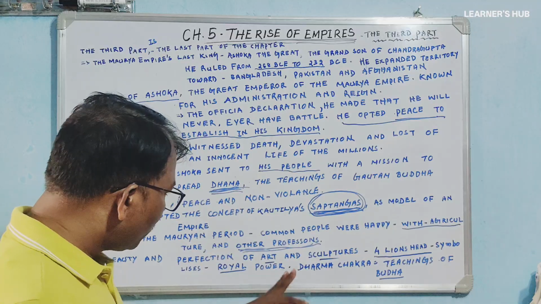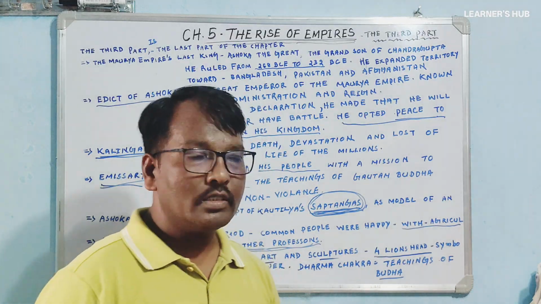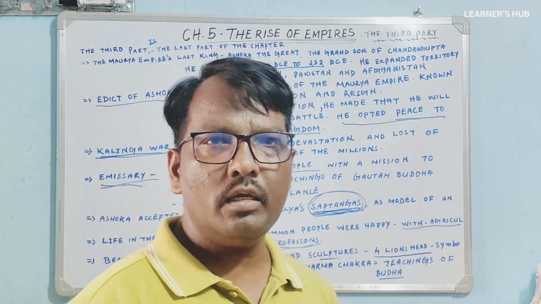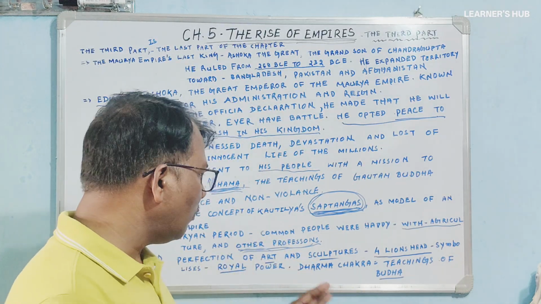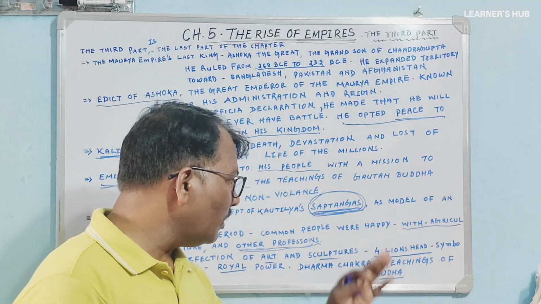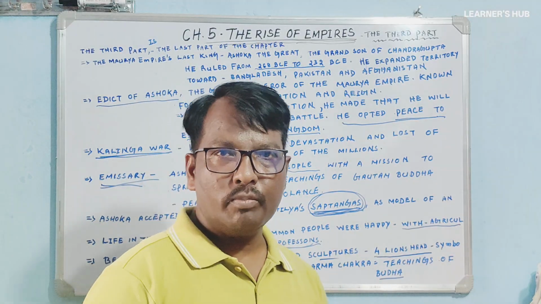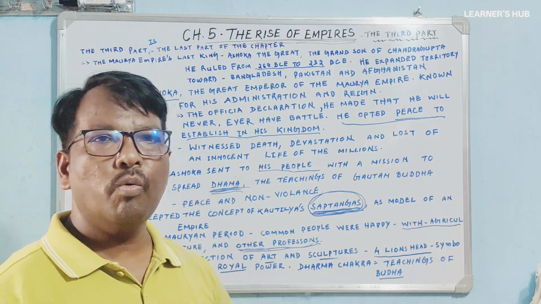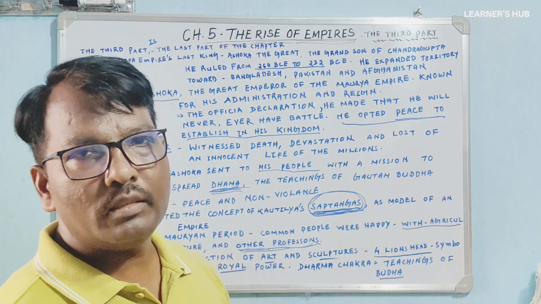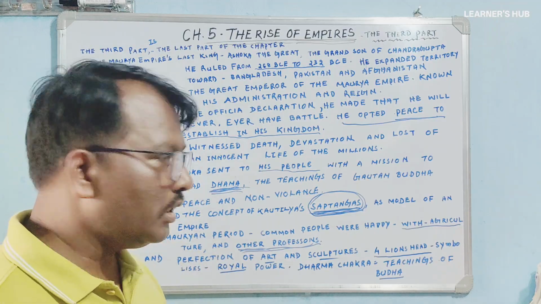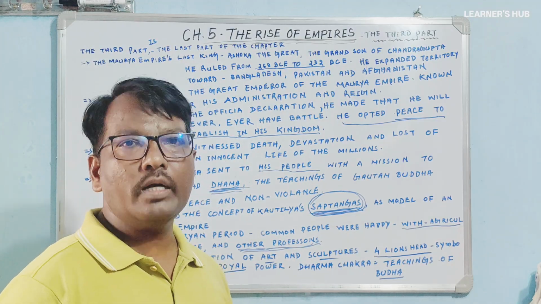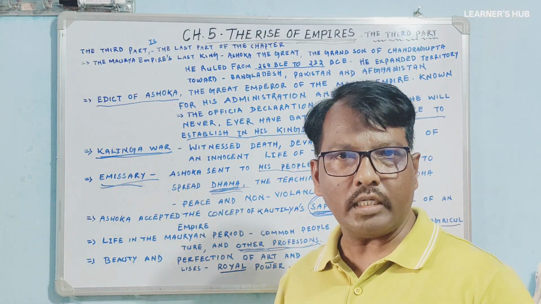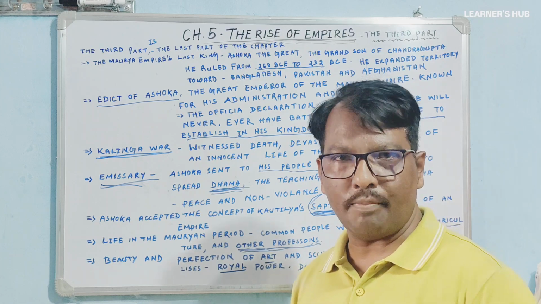And then royal power, this chapter, Dharma Chakra. Dharma Chakra means the teachings of Gautam Buddha. Now, indirectly or directly, a question will come. What is Dharma Chakra? Dharma Chakra means the teachings of Gautam Buddha. What do you mean by the teachings of Gautam Buddha? Gautam Buddha's teaching was Dhamma. What is Dhamma? Dhamma means peace and non-violence. That's what the great Gautam Buddha also taught.